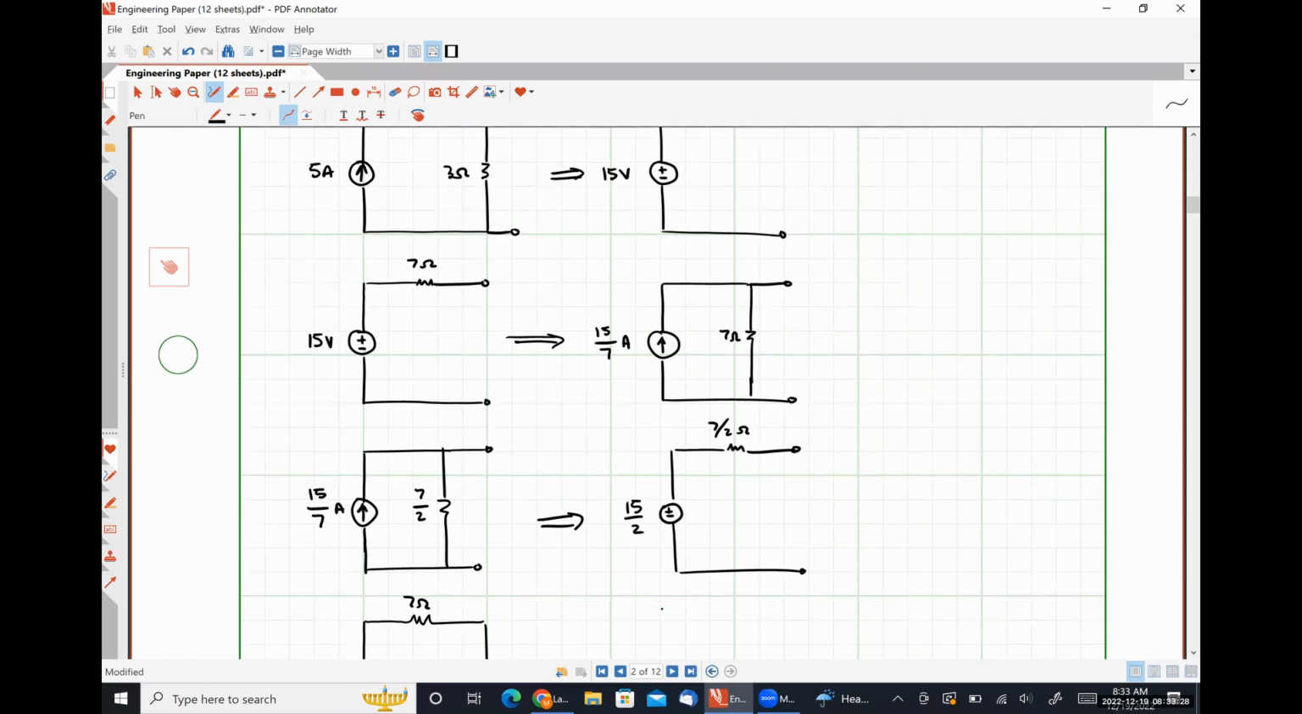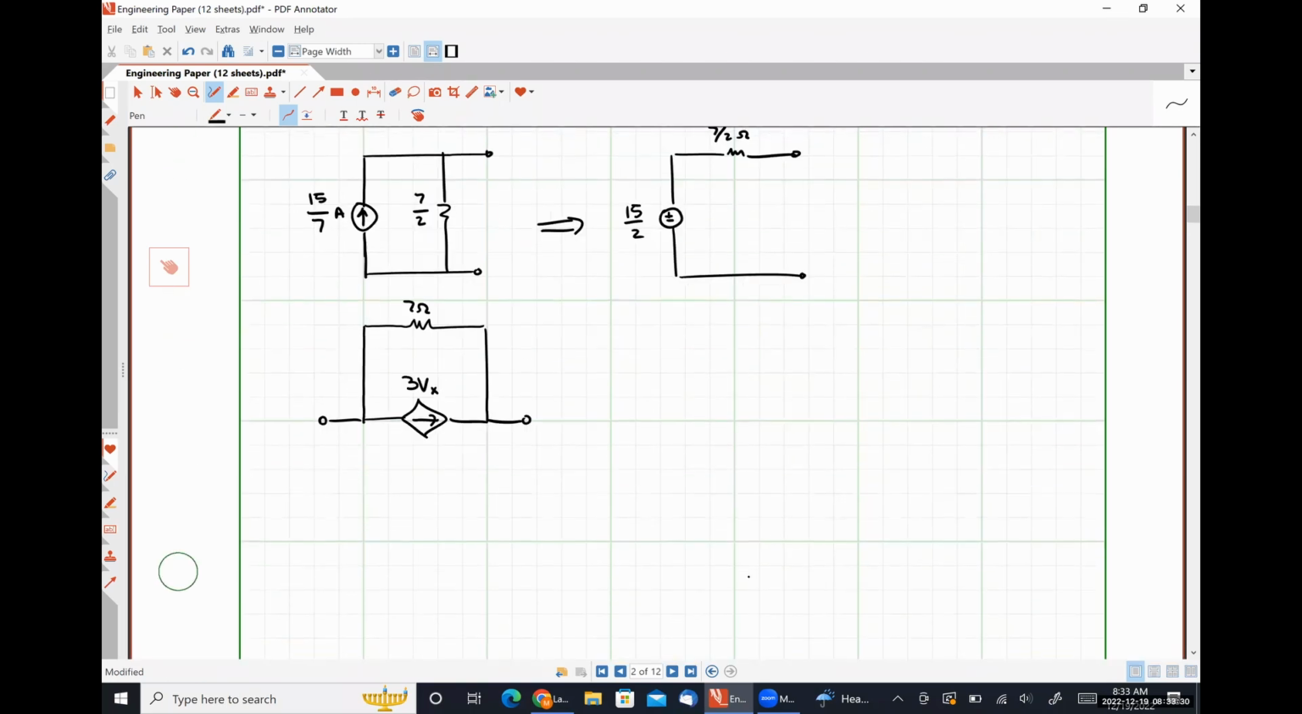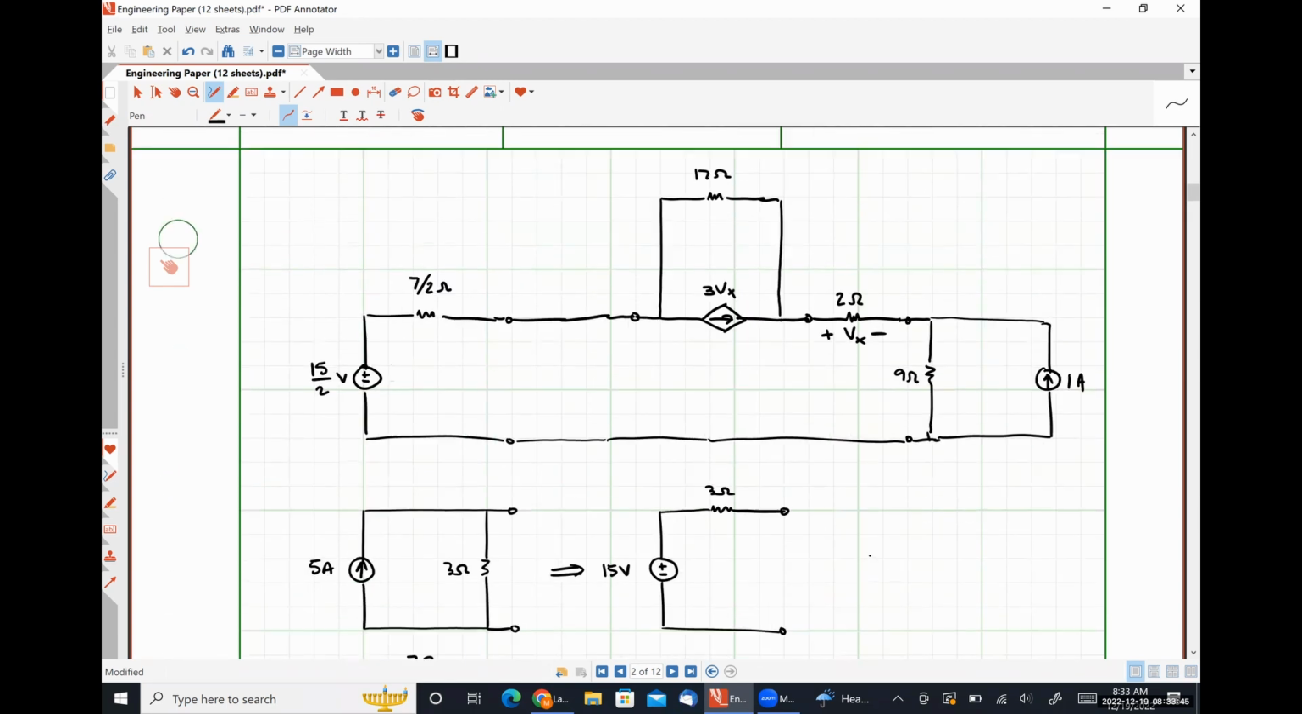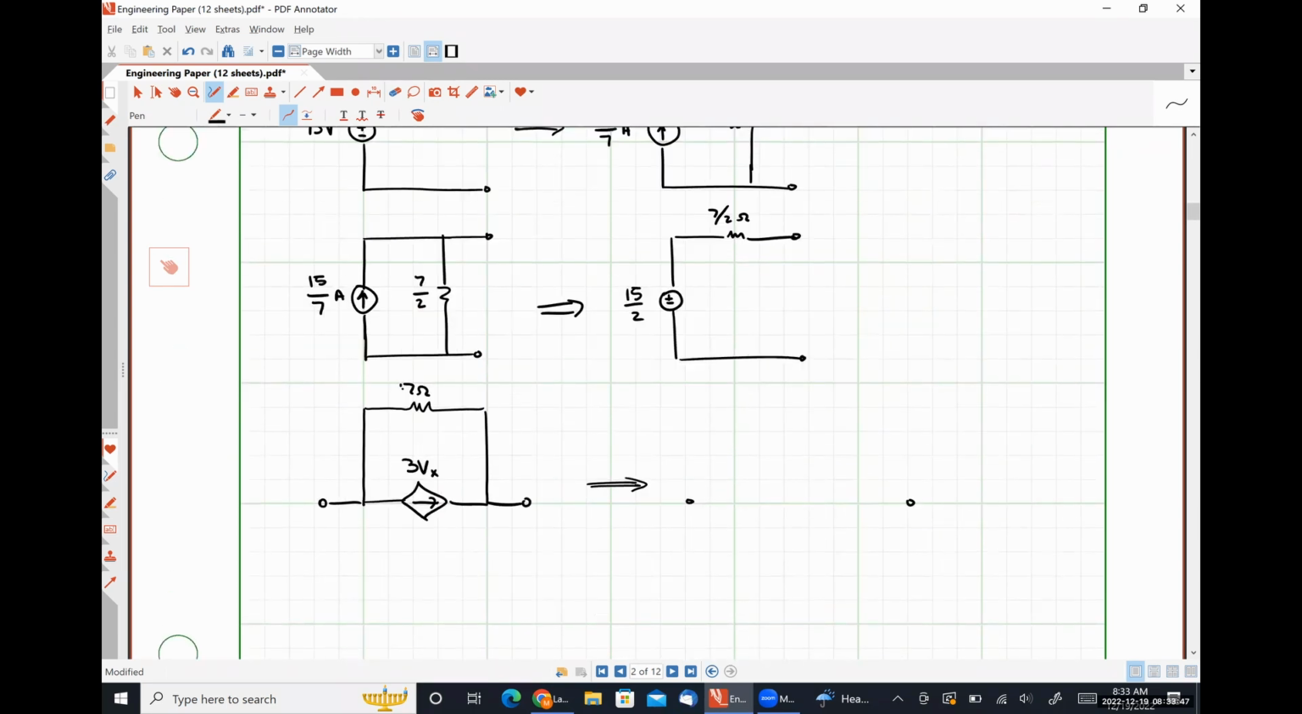Let me make sure I get that direction right. Yep. So what I'm going to see between those two terminals is a dependent voltage source in series with that. Is it 7 or 17? 17. Sorry about that.